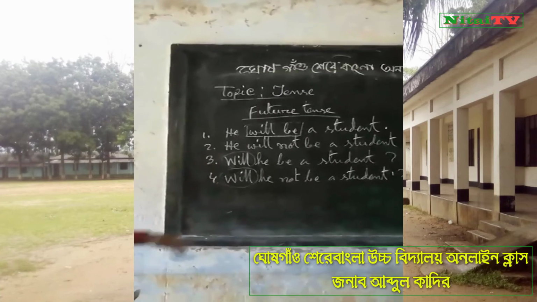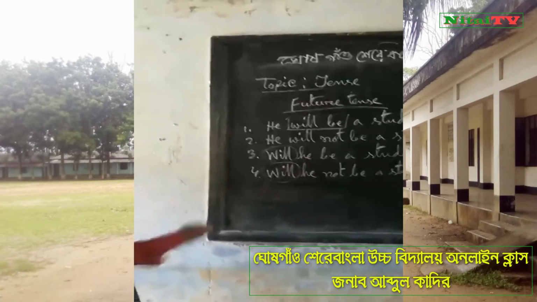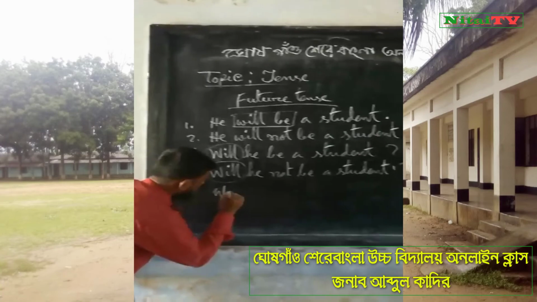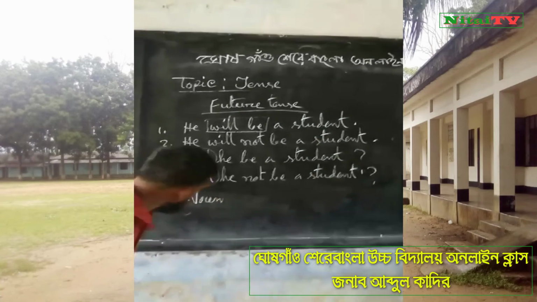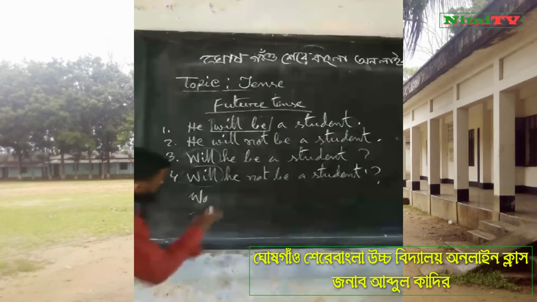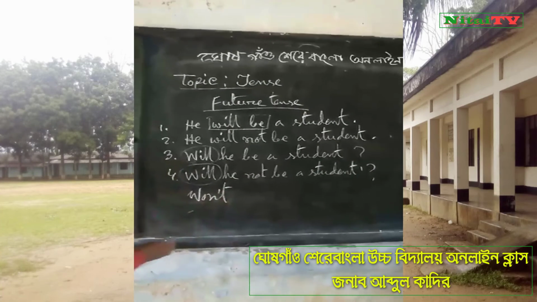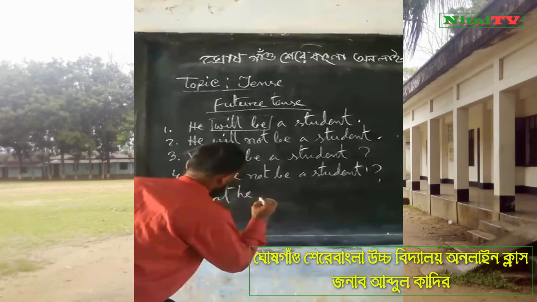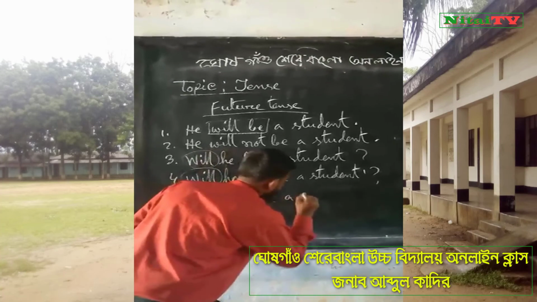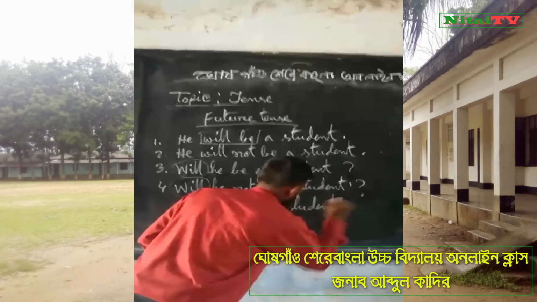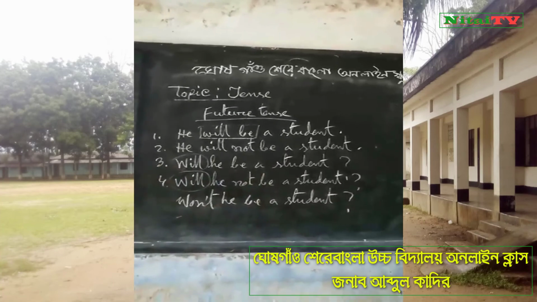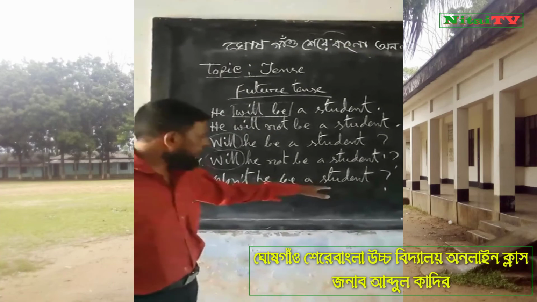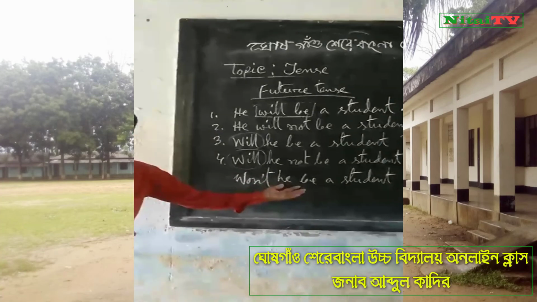We can use not before the subject in this way in contraction. Won't: will not, will plus not, won't. Won't he be a student? In this way, we can use it before the subject.